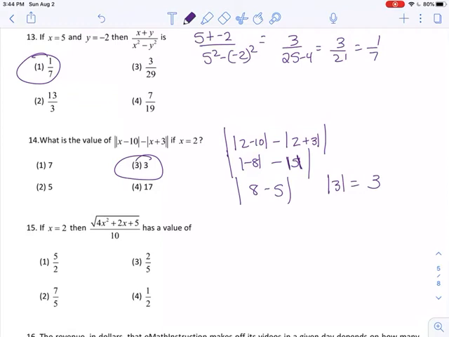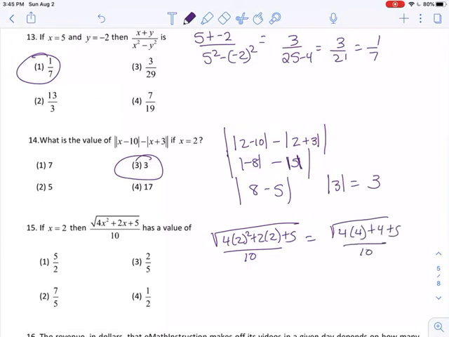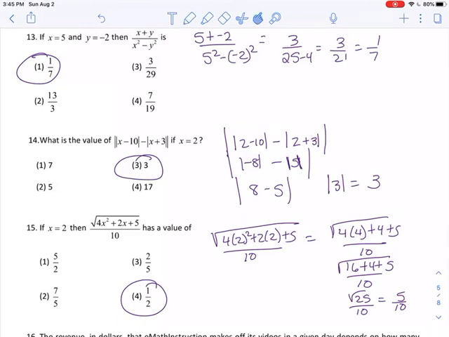And 15, I have a square root, a radical, so I'm substituting in 2. So basically, the square root, 4 times 2 squared, plus 2 times 2 plus 5, all over 10. So that is 4 times 4 plus 4 plus 5, all over 10. 16 plus 4 plus 5 over 10. So that gives me 25 over 10. And the square root of 25 is 5 over 10, which of course is just 1/2.